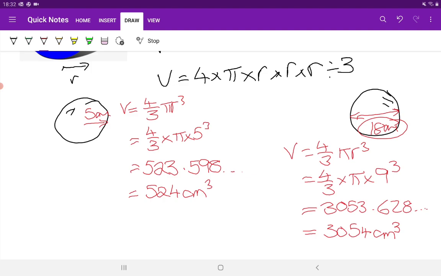So that is the volume work that we're looking at this week. We'll look at it in lessons as well, and just give me a shout if there's anything you want me to go over again.